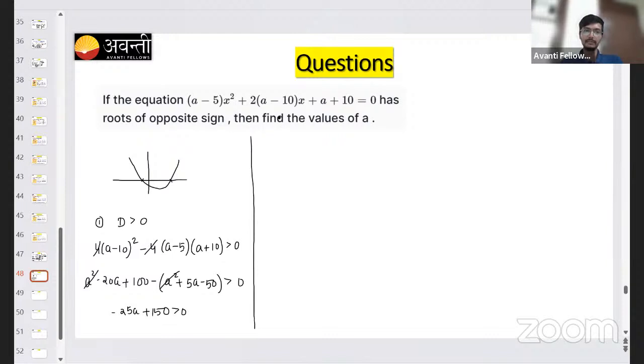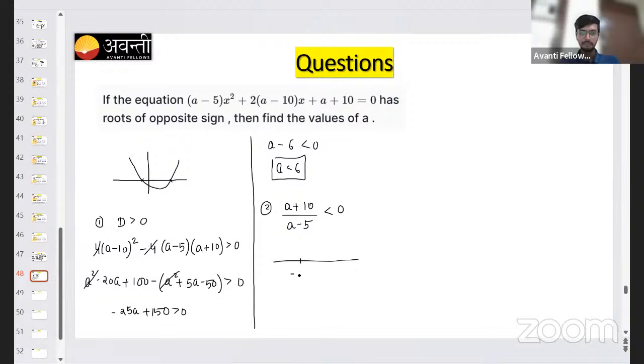So I can divide by minus 25. So a minus 6 will be less than 0. The inequality sign will change, since we divided by a negative. So a is less than 6. The second condition, product of the roots is c by a. So (a plus 10) upon (a minus 5). Product of the roots will be one positive, one negative, less than 0.